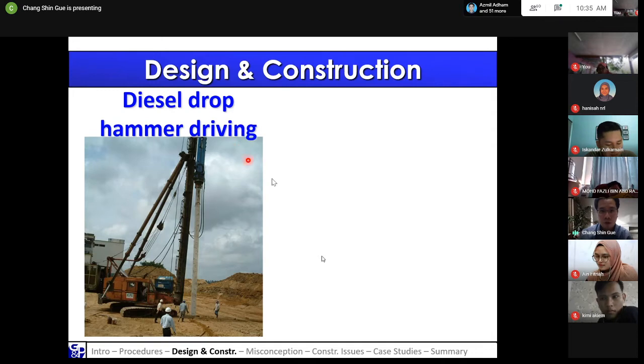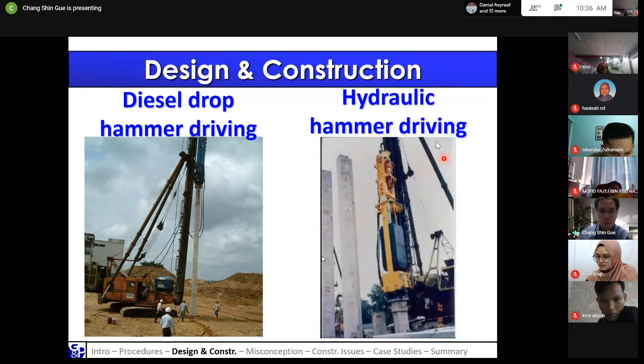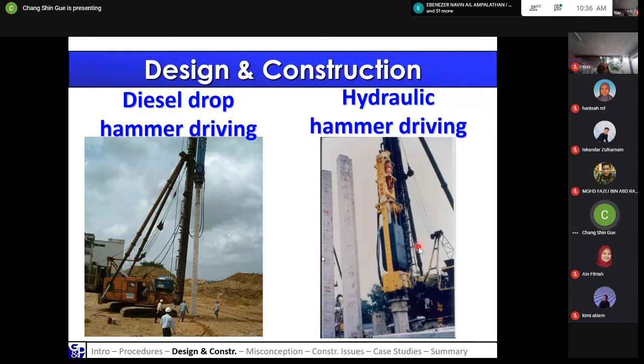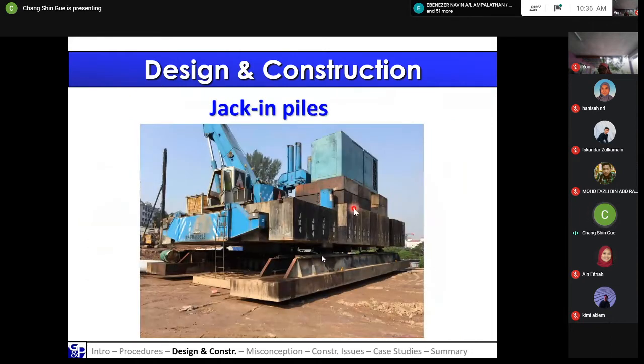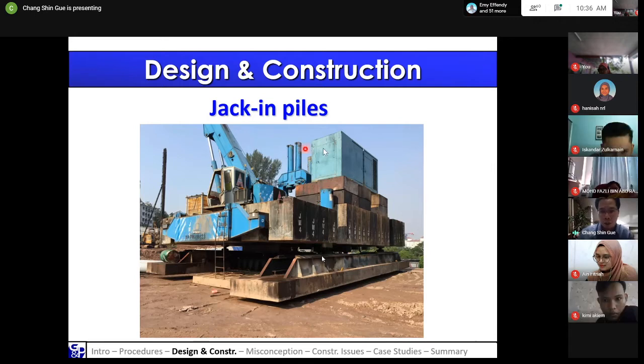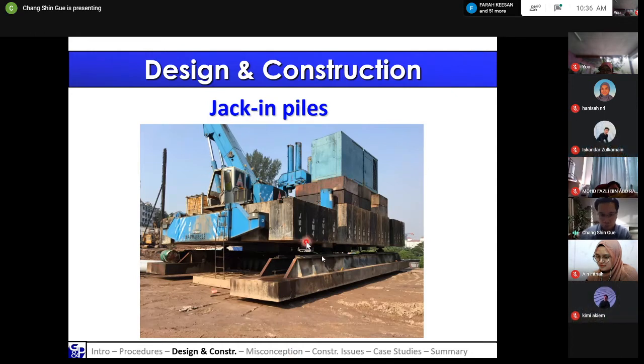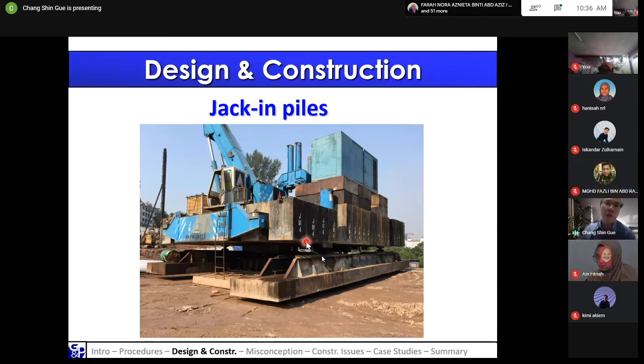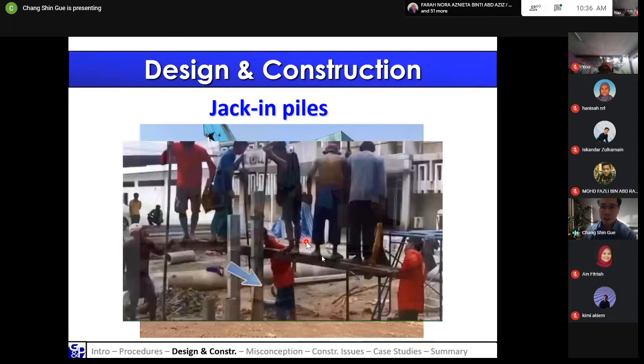So this is to show you some pictures of how it looks. This is a diesel drop hammer for power driving, and this one is a hydraulic hammer. So these are the driven piles. Now in terms of jack-in piles, the machine is quite big. As you can see here, the footprint is quite big because they need to have all the loads on top. It's a counterweight. They need to use the counterweight to jack the piles into the ground. So piles will be jacked into the ground. Now, if you want to imagine how these piles are actually jacked in, I'll share a video.